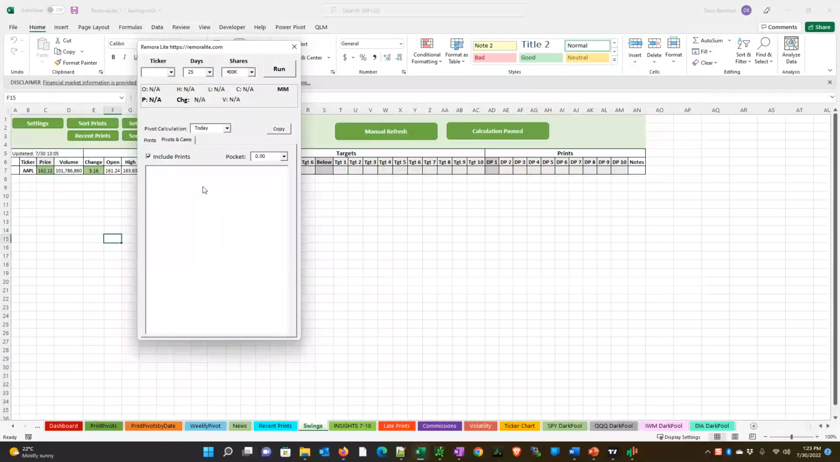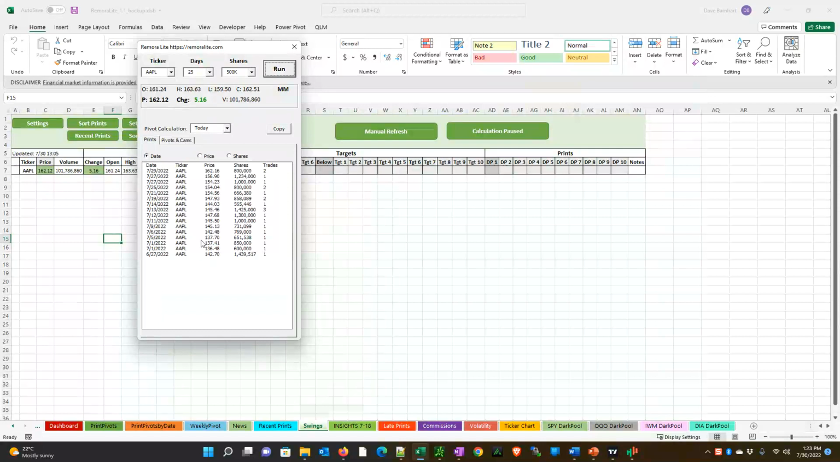And don't worry about the shortcut, that's on the main page. But this is a quick print lookup. If we were looking for Apple, like we were talking about, go back 25 days over, let's say 500,000. Now, I'm going to look at prints. There's 2 tabs here, but I'm just going to choose Run. Okay, so there are the prints in the last 25 days, sorted by price, highest to lowest. So right now, we're at 162.12.